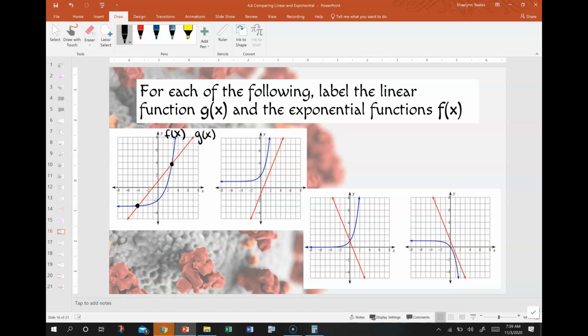Right here, this is going to be f of x for our exponential and g of x for our linear. We're just labeling them. We're just giving them a name. That's it. So right here, we're going to label this g of x and our exponential f of x. Over here, we're going to do the same thing. G of x and f of x. That's it. Nothing too tricksy.